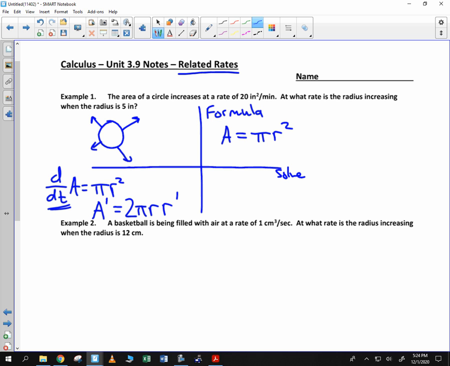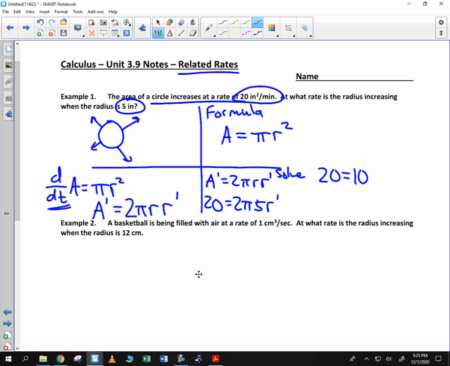And so in this box over here is where we finally solve. We simply plug in some of our knowns. We have A prime is equal to 2 pi r r prime. Well, what is A prime? At what rate is the area increasing? The area is increasing at a rate of 20. What is the current radius? The current radius is 5. So we get 20 is equal to 10 pi r prime. Divide by 10 pi, and we get 2 over pi is equal to r prime.